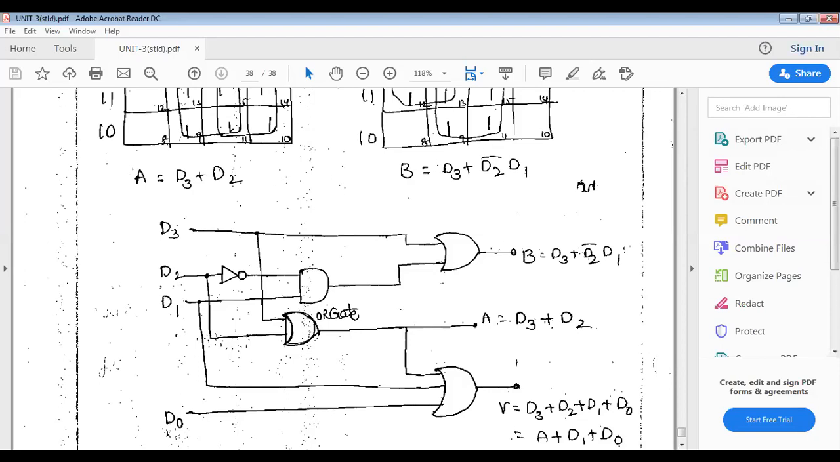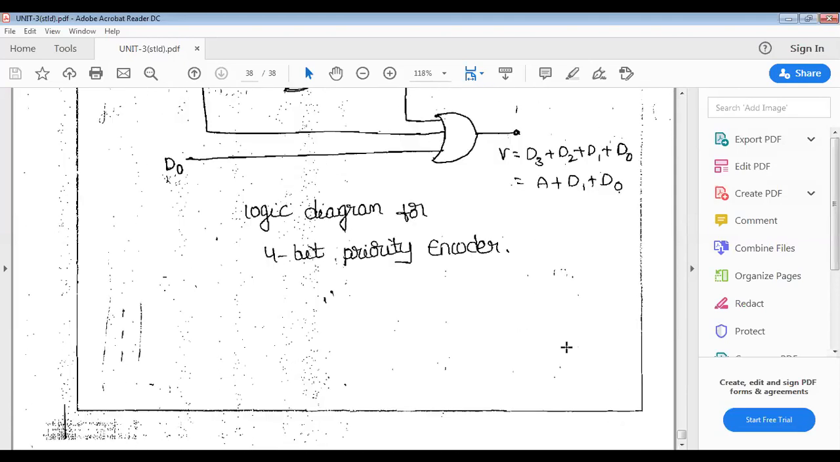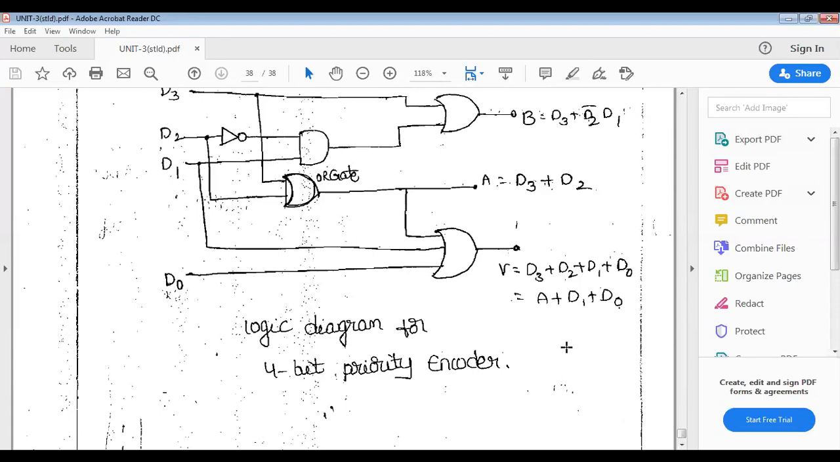This is the design of the priority encoder with the 4 inputs D3, D2, D1 and D0. Actually, an encoder has 2 power n number of inputs and n number of outputs only, and there is a valid bit we are taking on the output side, that is V. D3, D2, D1 and D0. Why I wrote A here: A is represented by D3 and D2, and D1 and D0. This is the logical diagram for the 4-bit priority encoder.